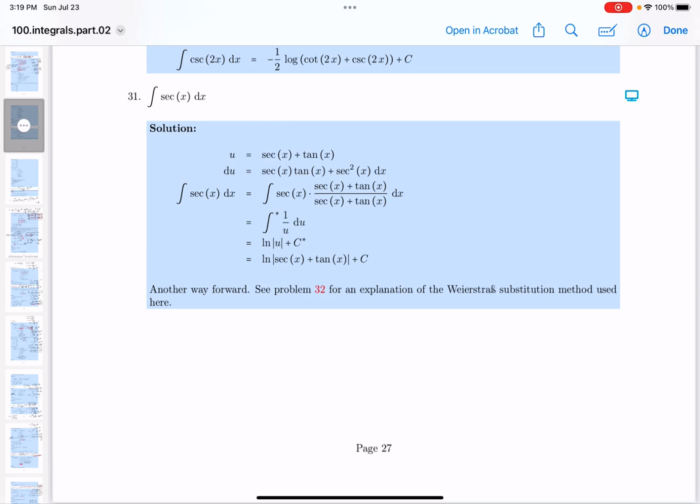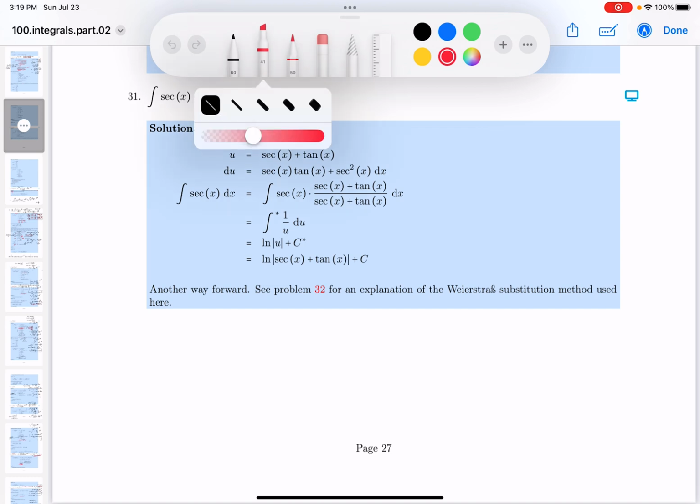Problem 31. It's a typical example given to Calc 2 students, typically when you introduce trigonometric substitution for integrals. If I were giving this to a student to do, I definitely would give a hint. If you look at my notes for Calc 2, the hint I give them for this particular problem is to multiply the top and the bottom by a unitizing factor. And that unitizing factor is secant x plus tan x over secant x plus tan x.